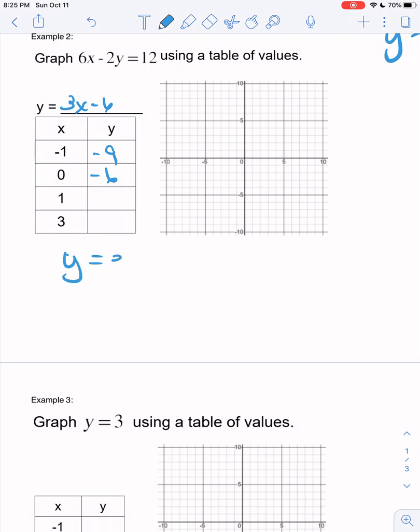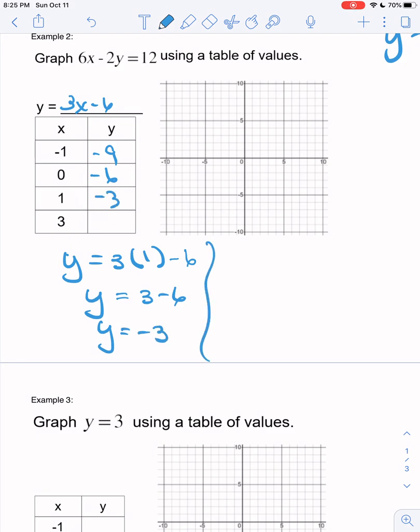Y equals 3 in place of x. I'm going to put a 1 minus 6. Y equals 3 minus 6, or y equals negative 3. And last one, positive 3. Y equals 3 times 3 minus 6. Y equals 9 minus 6, or y equals 3.